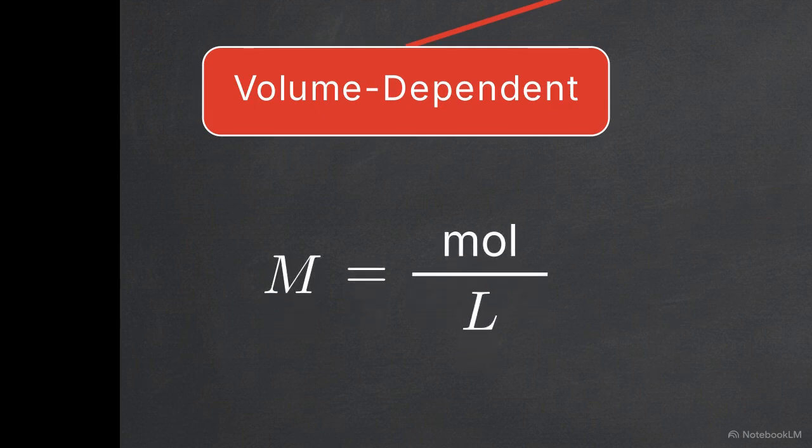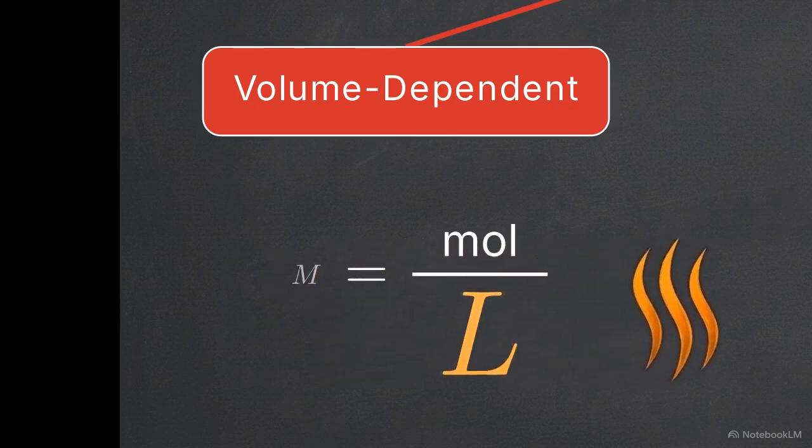The structural flaw here is thermal expansion. When you heat a liquid, its volume expands. That 1 liter denominator grows larger, causing the final molarity value to drop mathematically, even though not a single physical particle left the system. We correct this using the mass-dependent branch.